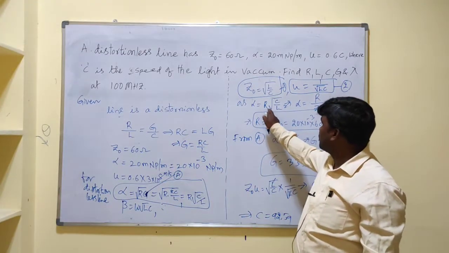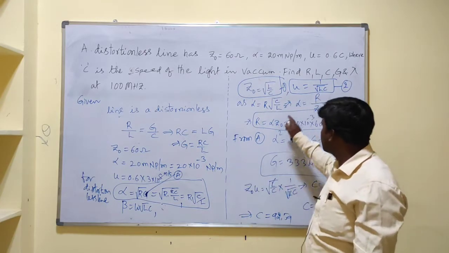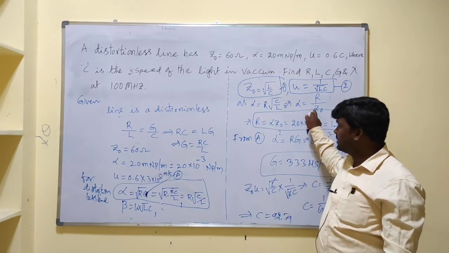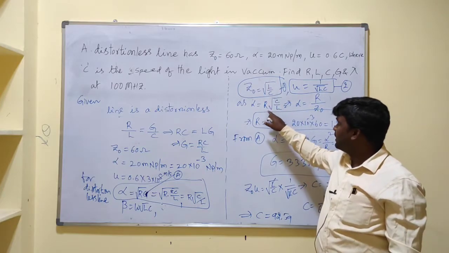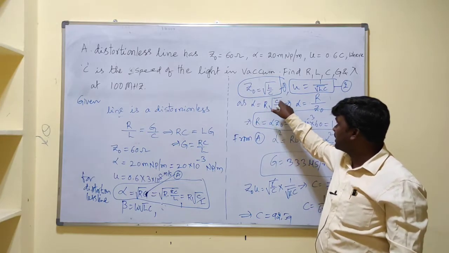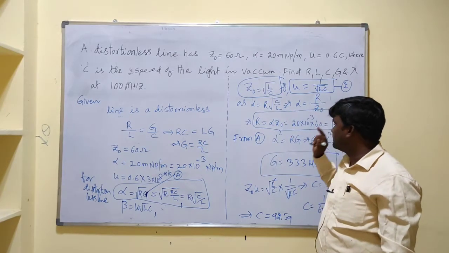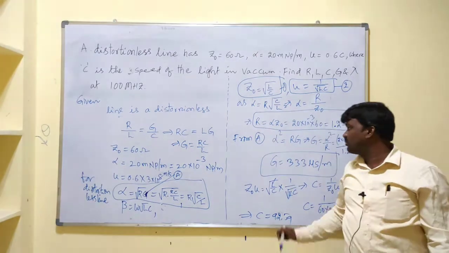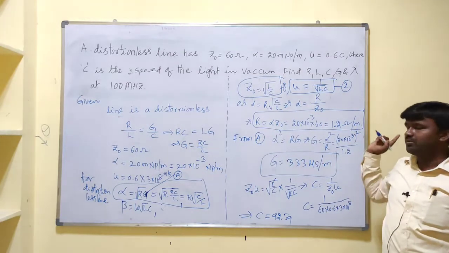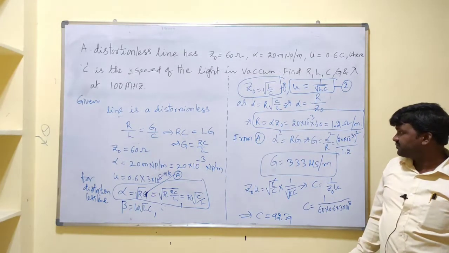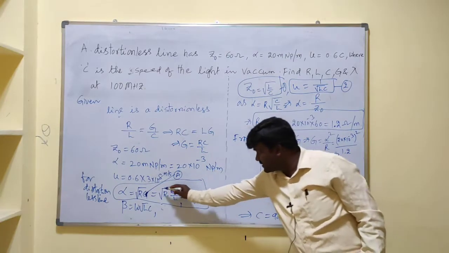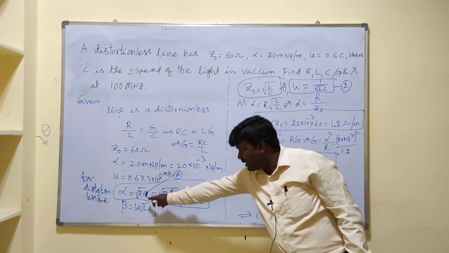As alpha equal to R root C by L, this can be written as alpha equal to R by Z naught, since Z naught is root L by C, and in this one we have root C by L, which is nothing but the reciprocal of this. So that's why R by Z naught. R equal to alpha into Z naught. By substitution we got R as 1.2 ohm per meter. Let us take this as equation 1. R is over.